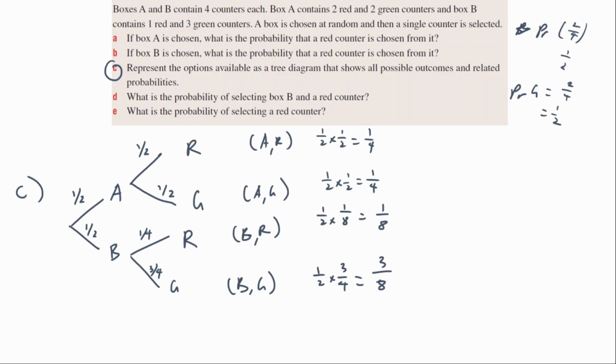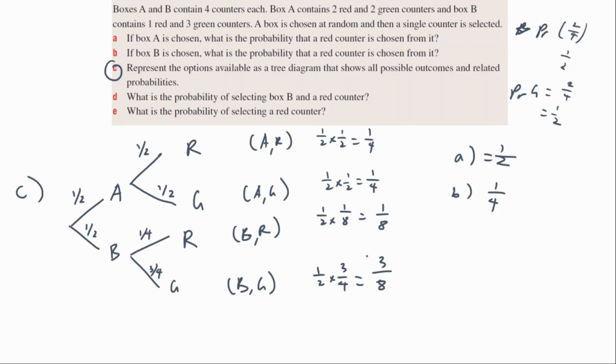If box A is chosen, what is the probability that a red counter is chosen from it? So we did this at the start. Probability of getting red is 2 out of 4, which equals 1/2. And let's do B as well. If box B is chosen, what is the probability that a red counter is chosen from it? So if we pick B, there's 1 red out of the 4 counters, because there's 3 green, so it's going to be 1 out of 4 there.